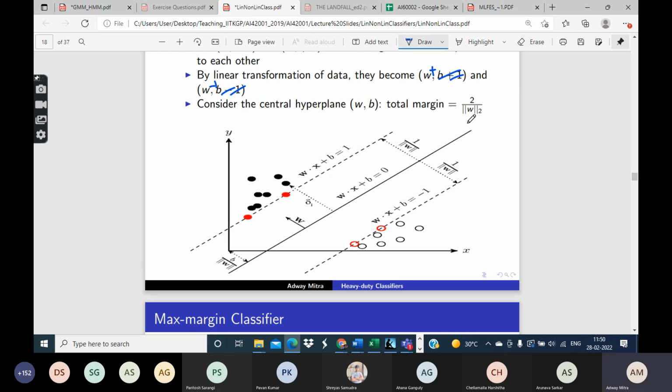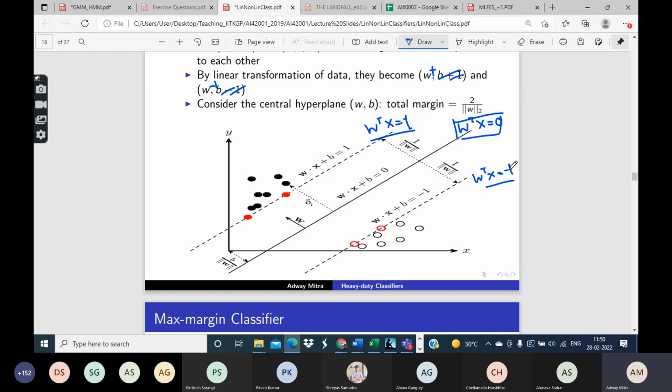For this one, the equation of the line is W transpose X equal to 0. Right? Now this one, which is W plus, I will write its equation as W transpose X equal to 1, and this one is W transpose X equal to minus 1.